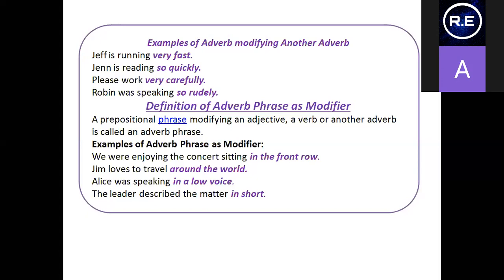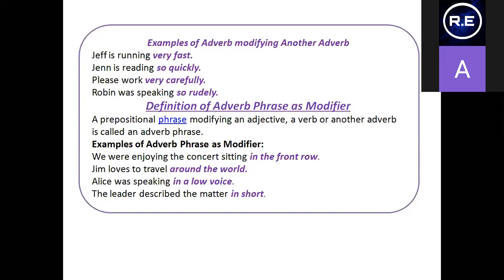Excellent. Now, we said before that this was called an appositive. An appositive is a group of words that came to describe or modify a noun. How about if it comes to describe or modify a verb or another adverb or an adjective? What does that make it? An adverb phrase. It's still an appositive, but serving as an adverb phrase. Such as, we were enjoying the concert sitting in the front row.